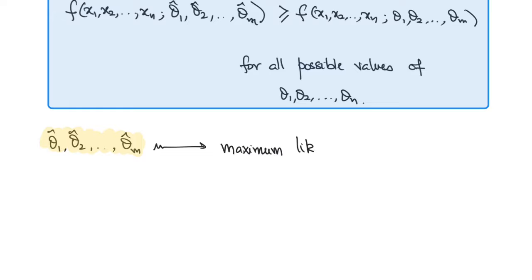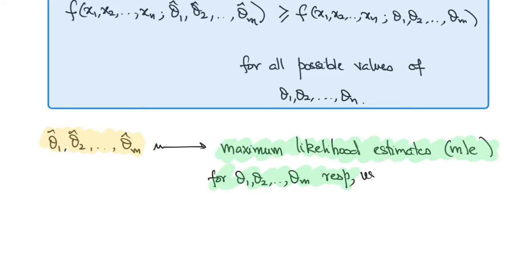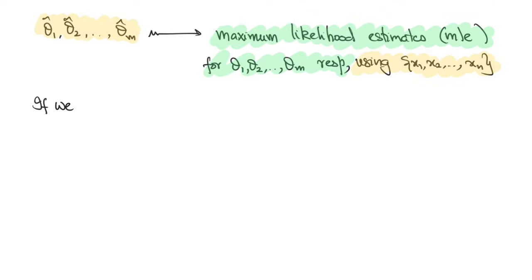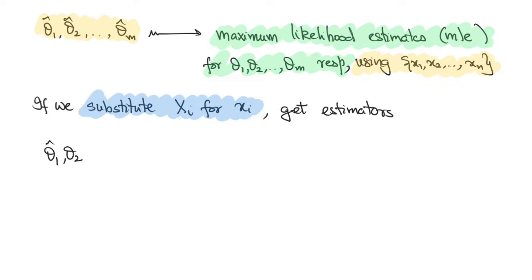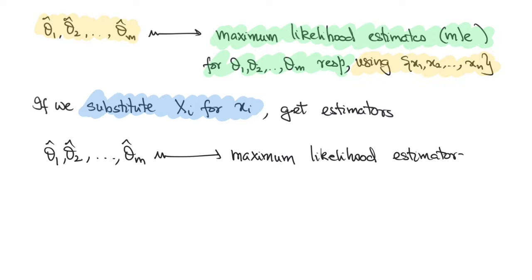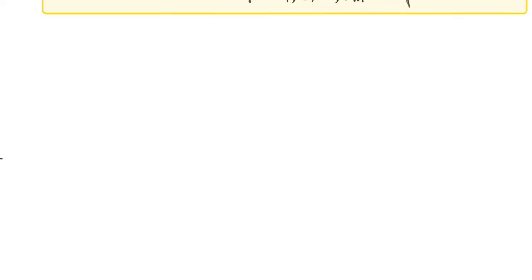So the theta 1 hat, theta 2 hat up to theta m hat will be called the maximum likelihood estimates or MLEs for theta 1, theta 2, theta m respectively using the sample data x1 through xn. And if we substitute capital Xi for small xi in these estimates, we will get estimators, theta 1 hat, theta 2 hat up to theta m hat, which we will call the maximum likelihood estimators or MLEs for theta 1, theta 2 up through theta m respectively. Let's work out some examples.